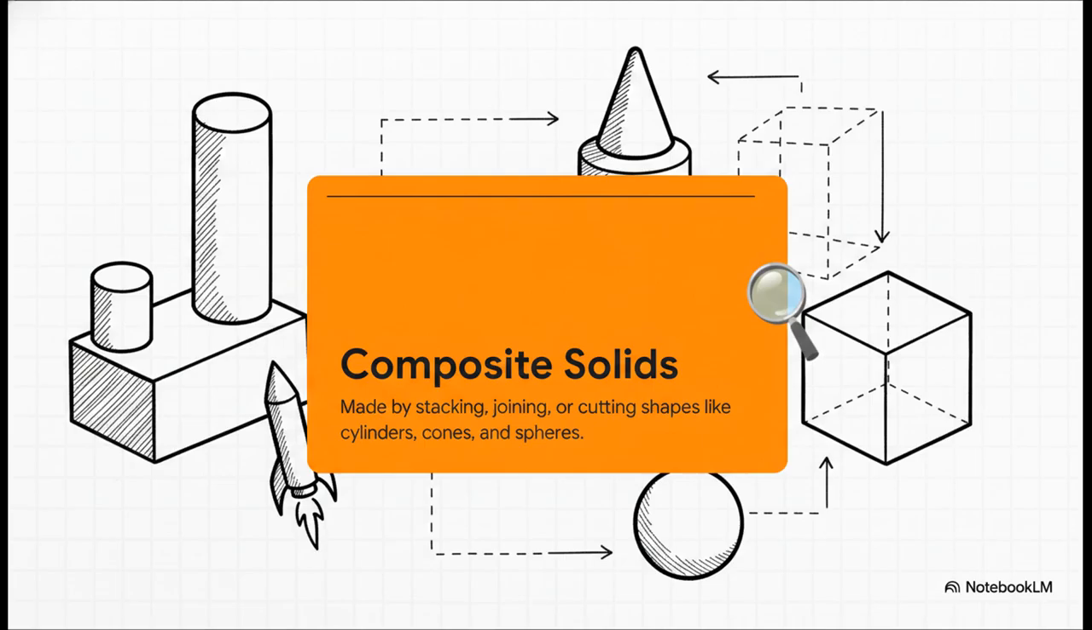So what are composite solids? Well, they're simply 3D objects made by stacking, joining, or even cutting basic shapes like cylinders, cones, and spheres. You see, the most complicated problems in the world are often just a bunch of simple problems stacked together. It's like a giant puzzle. A rocket isn't some impossible, crazy shape. It's literally just a cylinder with a cone sitting right on top.